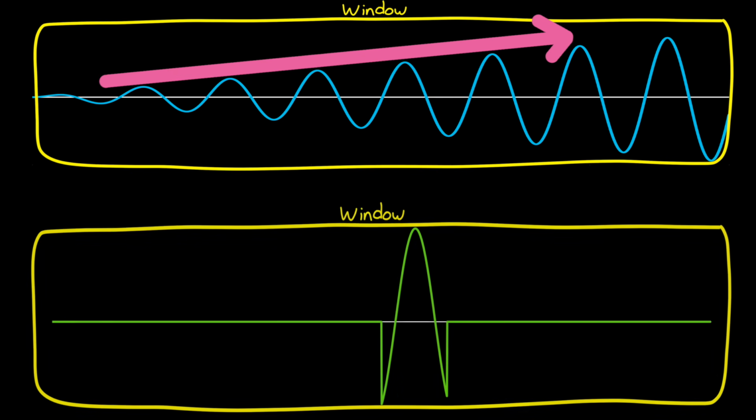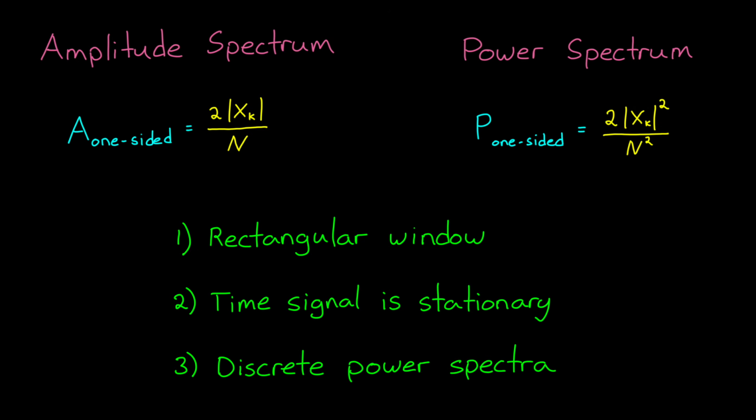Now, a worst case scenario of this is if there is a very short-term, high-powered event that is just averaged across a long window, potentially causing it to be lost in the noise. Alright, so we know that we want a rectangular window, and we want the signal within that window to be stationary. Now for the third requirement, we need the signal to have discrete spectra.